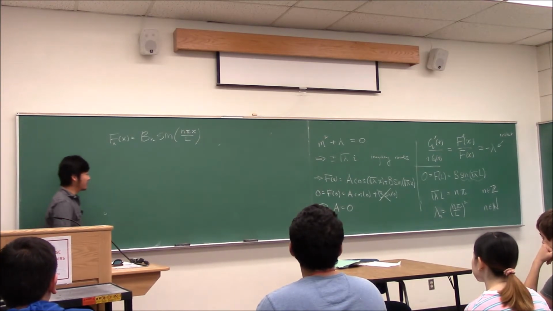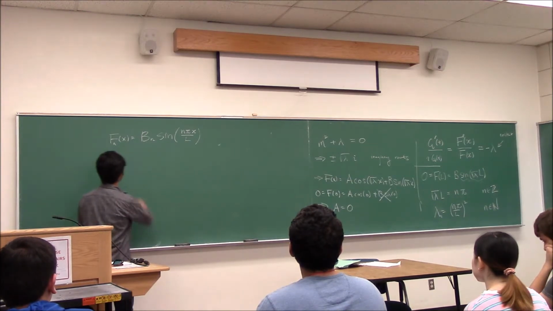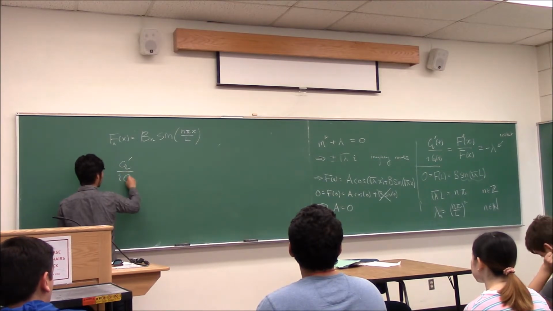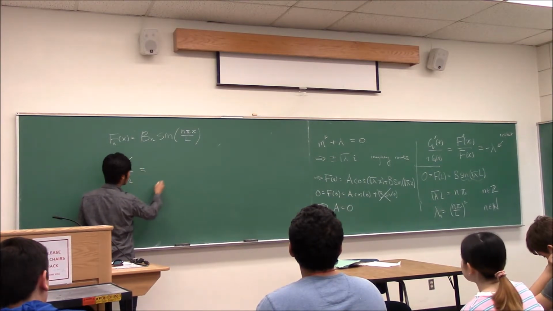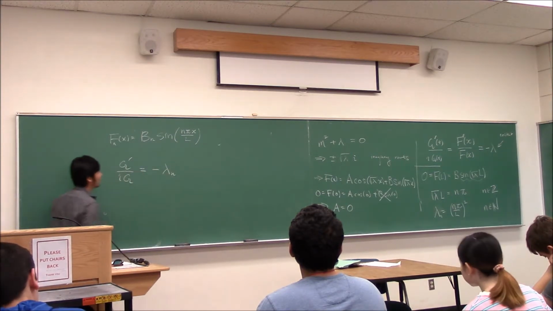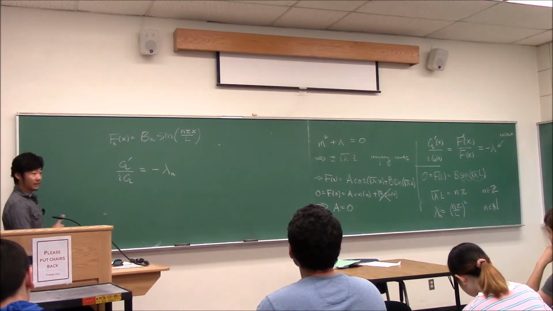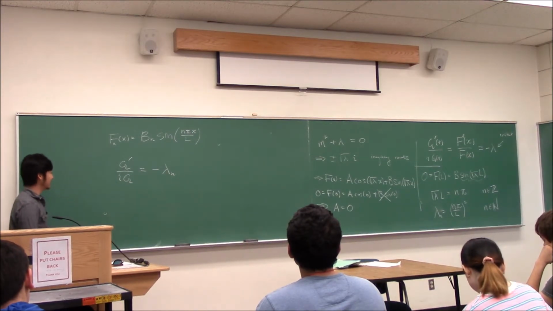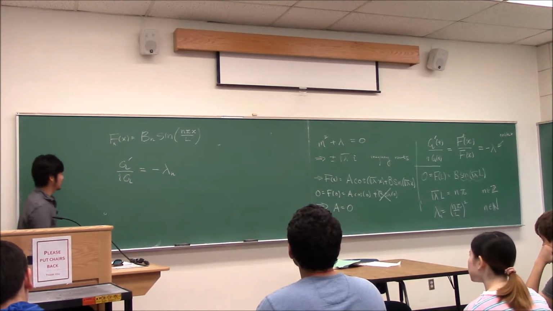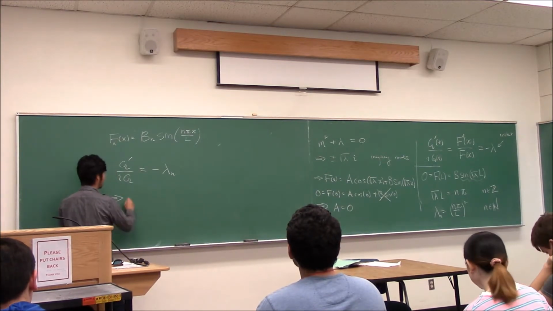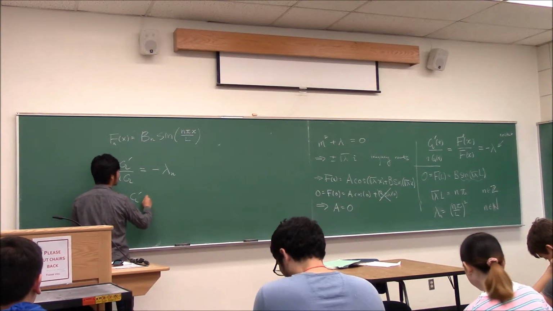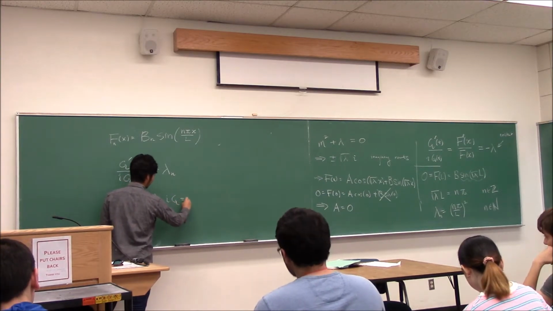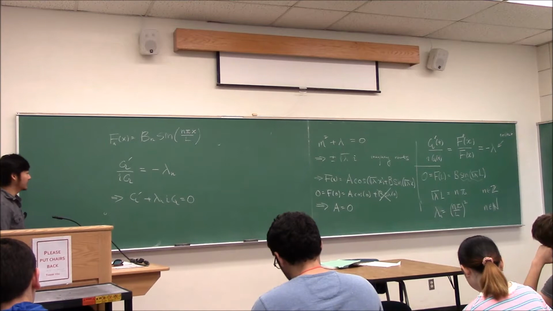Okay, so now that we know what f is, let's move on to what g is. So g is given by this ODE, where now we know what lambda is, right? You have n many lambdas, so let's solve it for each lambda. So you can multiply over and get g prime plus lambda n times i times g equals 0.